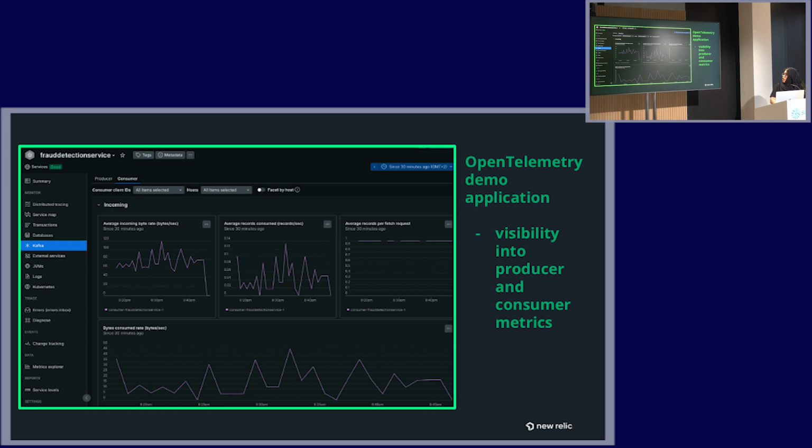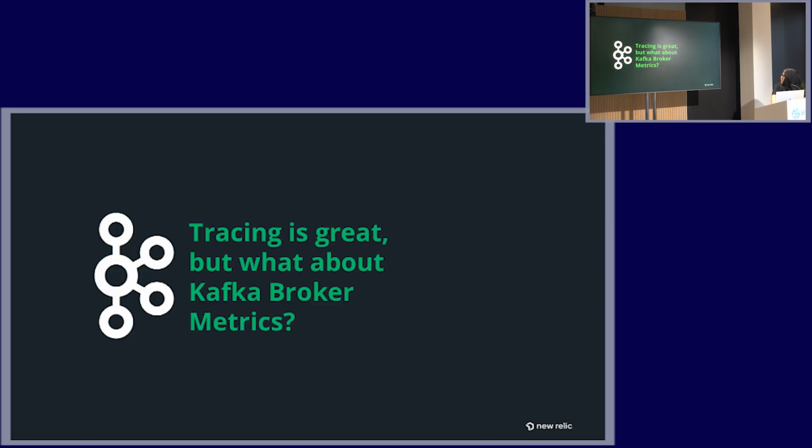And then you get all the Kafka consumer and producer related metrics in New Relic as well. This one just shows a few consumer related metrics. Okay, so we just saw tracing. We did not see any metrics or anything else. So let's talk about metrics for Kafka Broker.